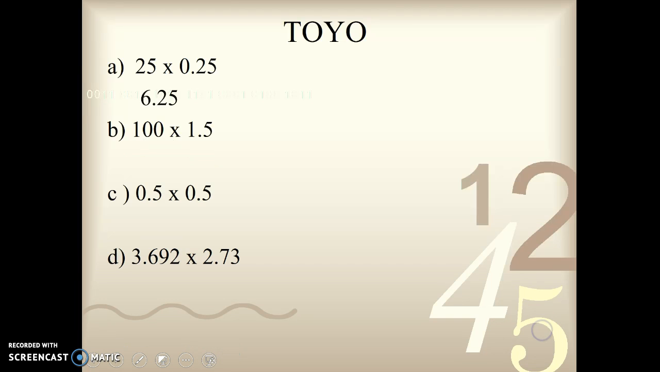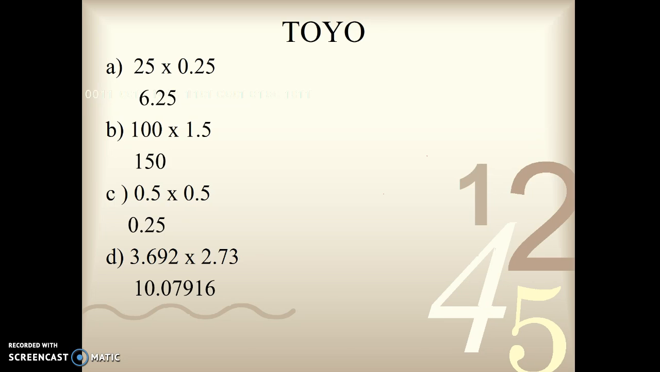Okay, so you should have gotten 6 and 25 hundredths for the first one. For letter B, 100 times 1 and 5 tenths, you should have gotten 150. For letter C, 5 tenths times 5 tenths, you should have gotten 25 hundredths. Letter D, there's the answer for letter D, but I want to go ahead and run through this because this one is a little bit more challenging.